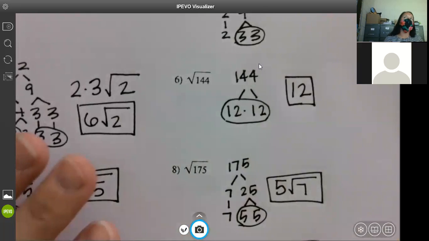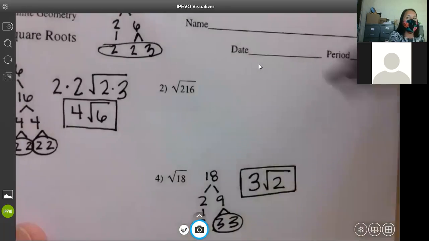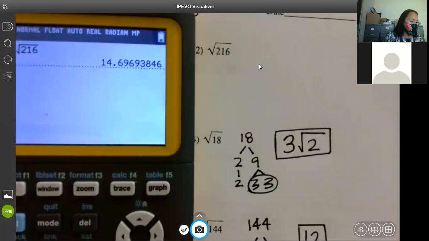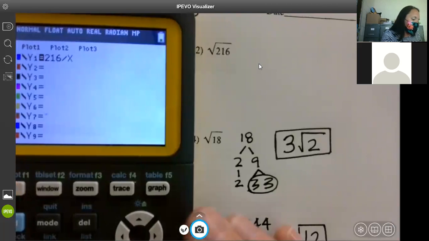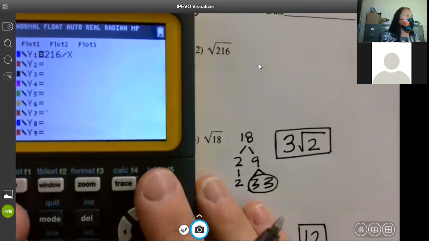All right, let's look at number 2. Go back up to number 2. It's a big number. You work it the same exact way. All right, so 216, I'm going to do some factoring over here. Notice it's not a perfect square root. You got that decimal. That's what you would have done on distance formula right there. So now I'm going to go into y equals, and I'm going to put in 216 divide x because I don't know my factors. I honestly don't.